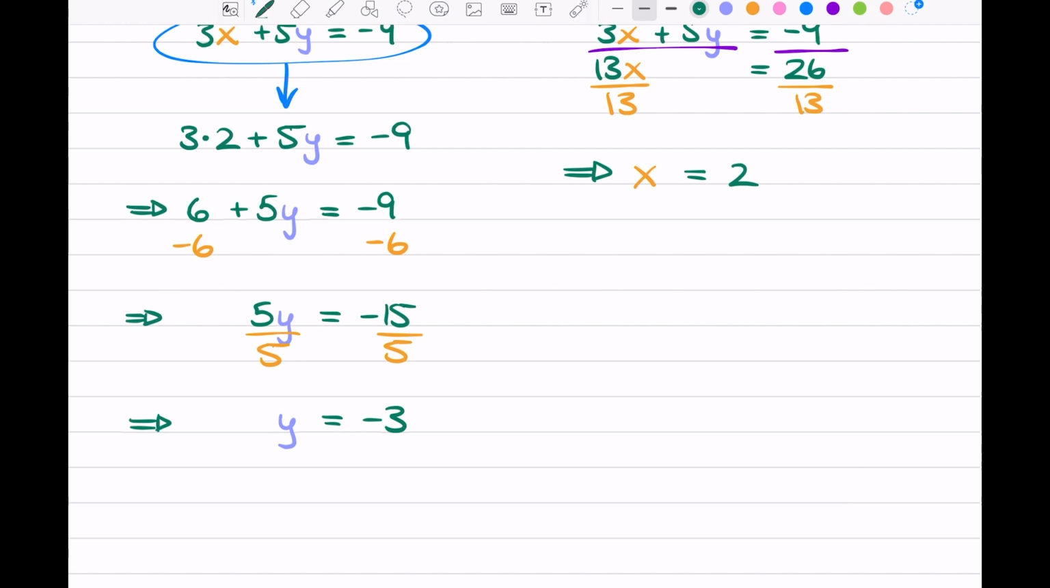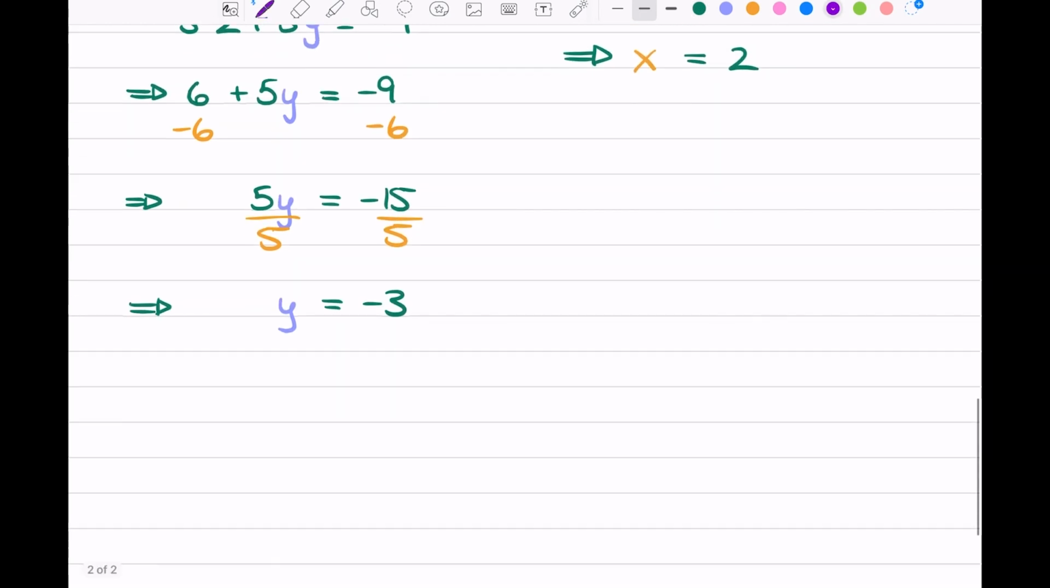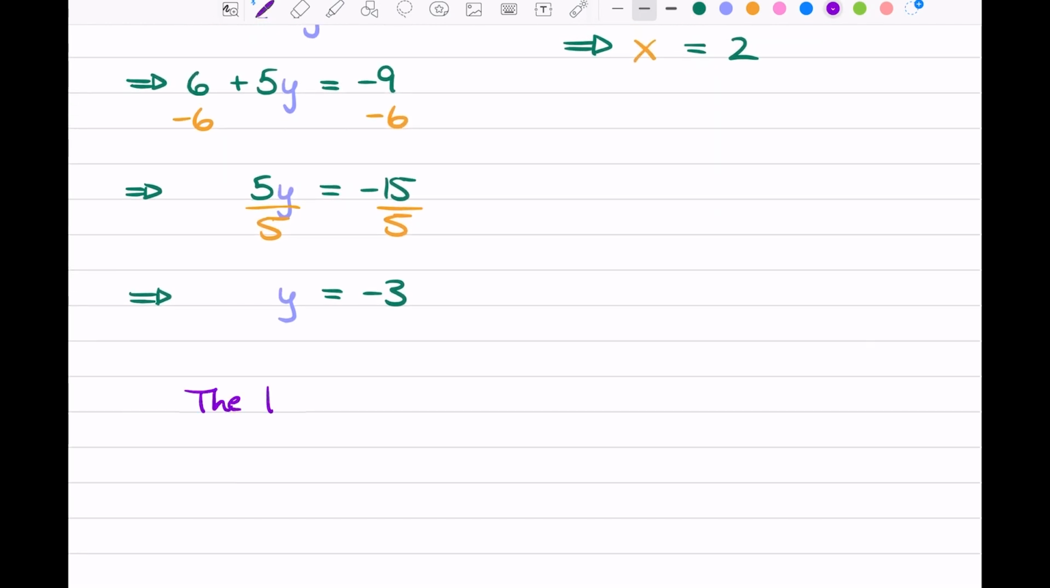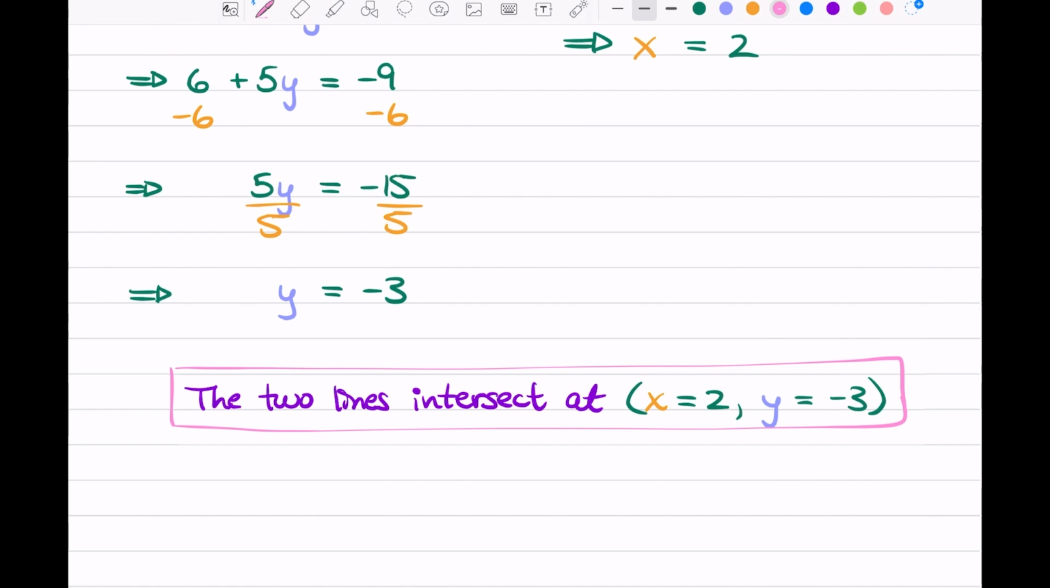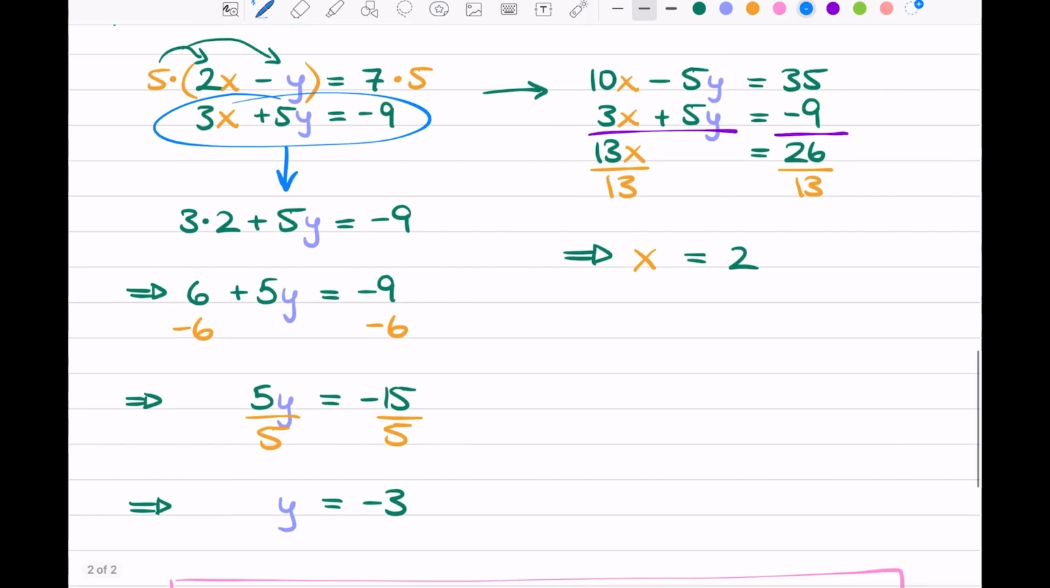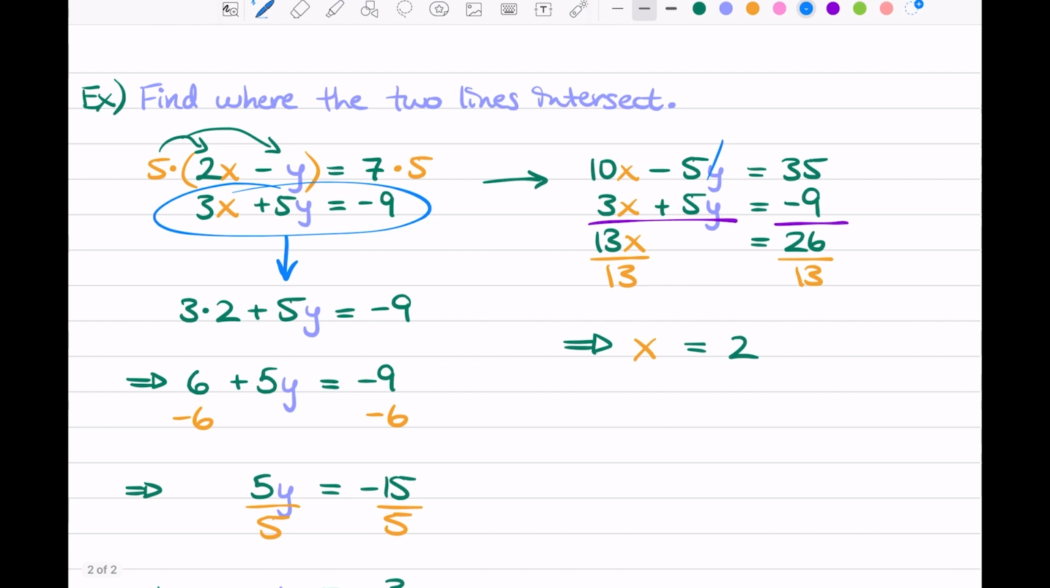So we know our orange x and we know our purple y. So we can say the two lines in our system of equations intersect at x equals 2 and y equals negative 3. That is where the two lines intersect, and in other words, that is the solution to our system of equations. We solved this problem by combining our equations so that we could eliminate the y.